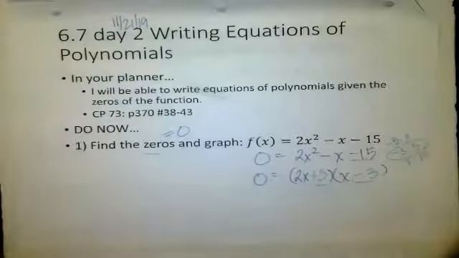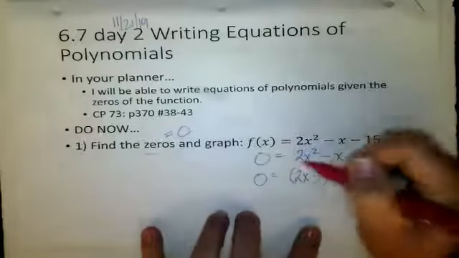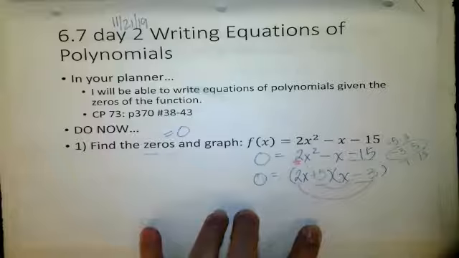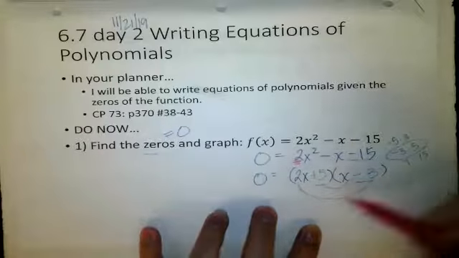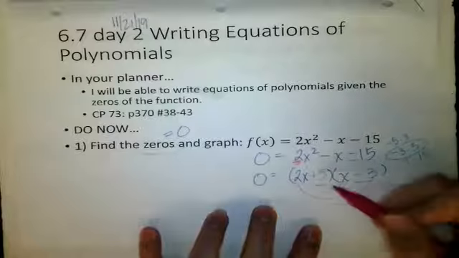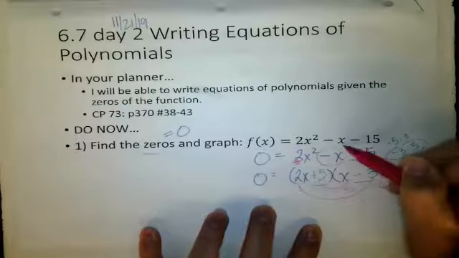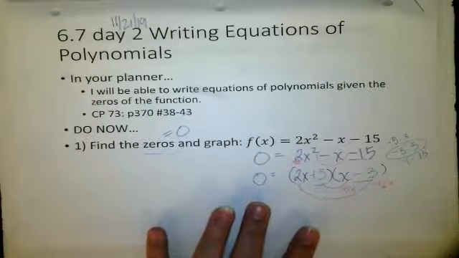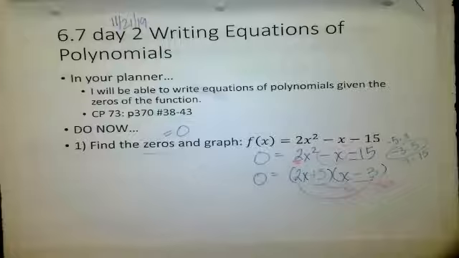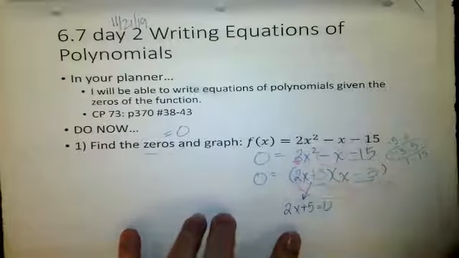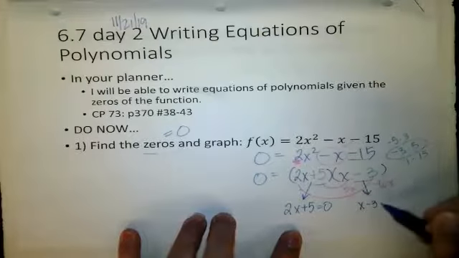How do I know if I've done this correctly? Rainbow. Anytime you have a number in front, you need to check the rainbow. So when I check the rainbow, 2x times negative 3 is negative 6x, and 5 times x is 5x. 5x and negative 6x is where that middle term comes from. So anytime you have a number in front, you really need to check the rainbow. And then we can set each bubble equal to 0. So 2x plus 5 gets set equal to 0, and x minus 3 gets set equal to 0.